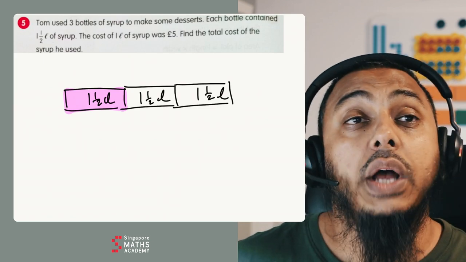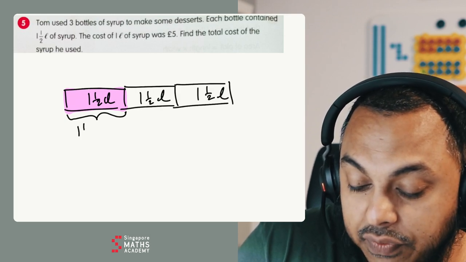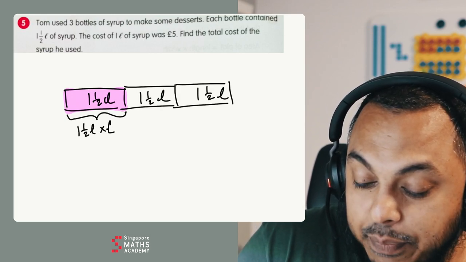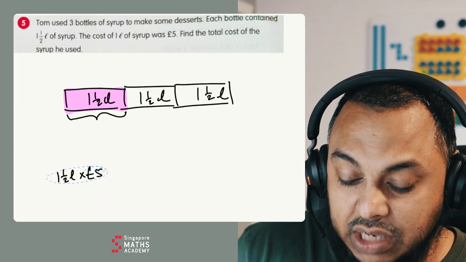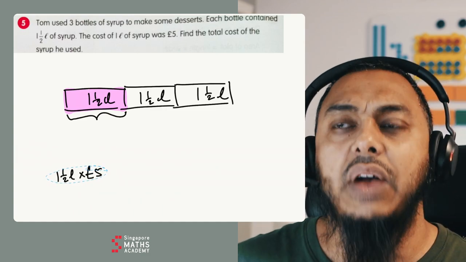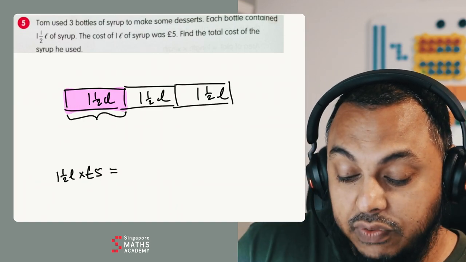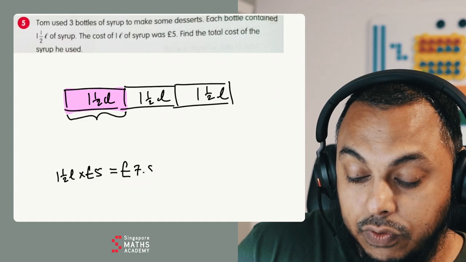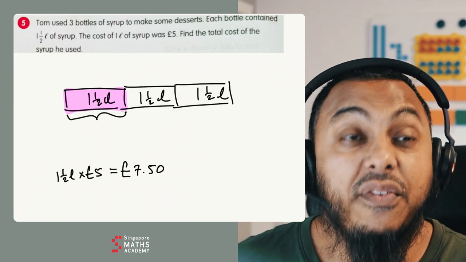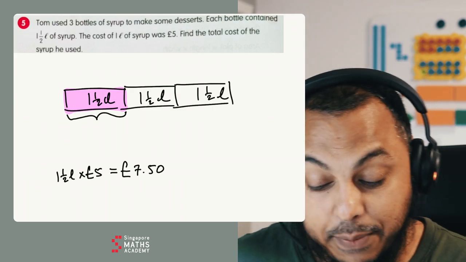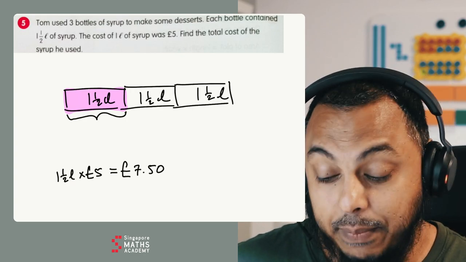I know I've got 1.5 liters in there, so I can work out that 1.5 liters times £5 is how much it's going to cost. So let's do that. 1.5 times 5. Well, 1 times 5 is 5. Half of 5 is £2.50. So 1.5 times 5 is £7.50, right? 1.5 times 5 means 1.5 of £5. One whole £5 is £5. Half of £5 is £2.50. So 1.5 of £5 is £7.50.